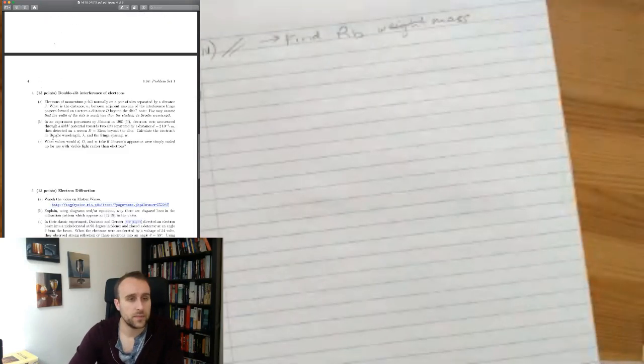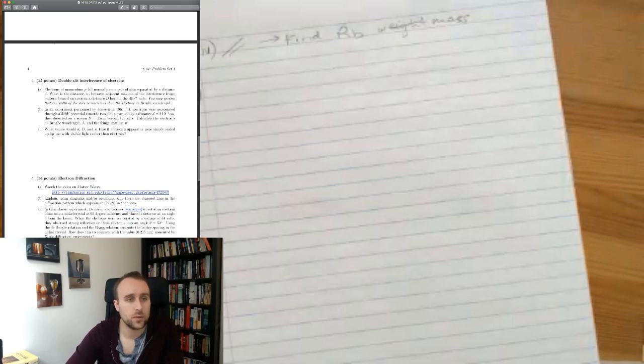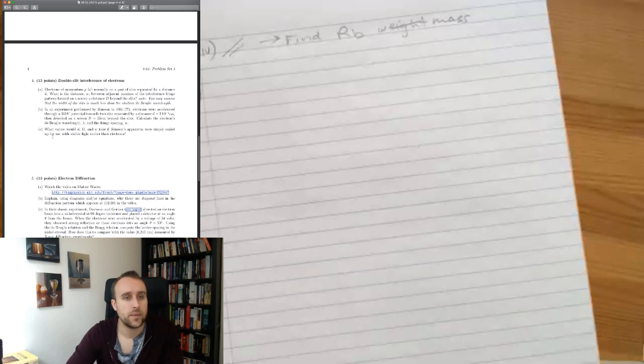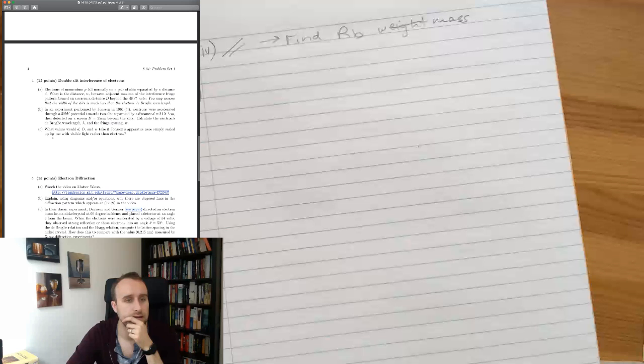Electrons of momentum p fall normally on a pair of slits separated by distance d. What is the distance omega between adjacent maxima of the interference fringe pattern formed on the screen at distance D beyond the slits? Note, you may assume the width of the slits is much less than the electron de Broglie wavelength.